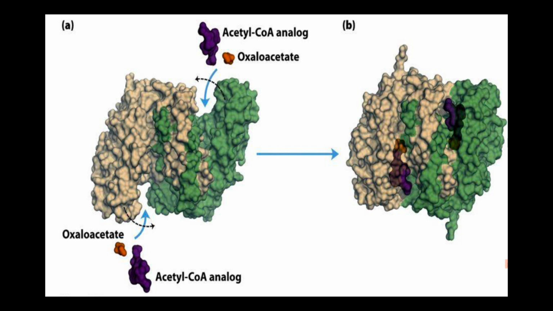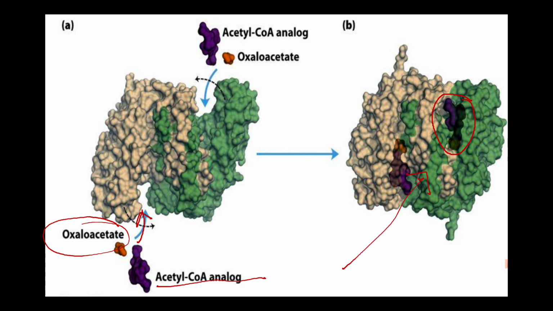The first step of the TCA cycle is a regulatory step, and citrate synthase is highly ordered. So that means that the oxaloacetate must bind first to the citrate synthase. Once the oxaloacetate binds to the citrate synthase, the enzyme undergoes a conformational change, and it creates an opening for the acetyl-CoA to bind.